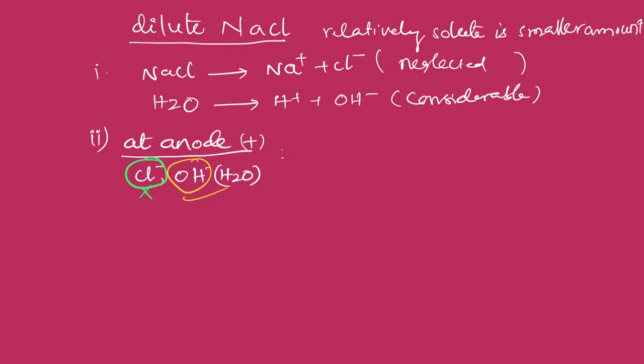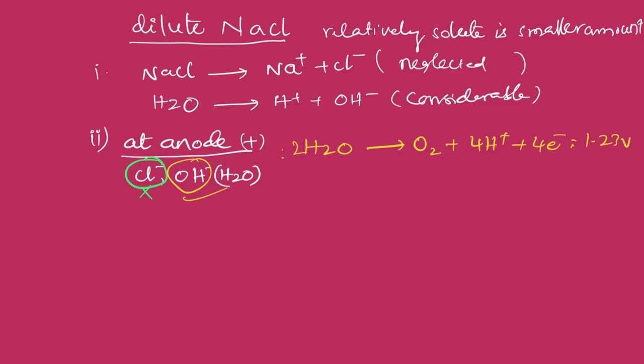now H2O converts into O2 plus 4H plus plus 4 electrons. For this, oxygen 2 means here 2, 4 hydrogen, 4 electrons. And its electrode potential value is 1.23 volt.